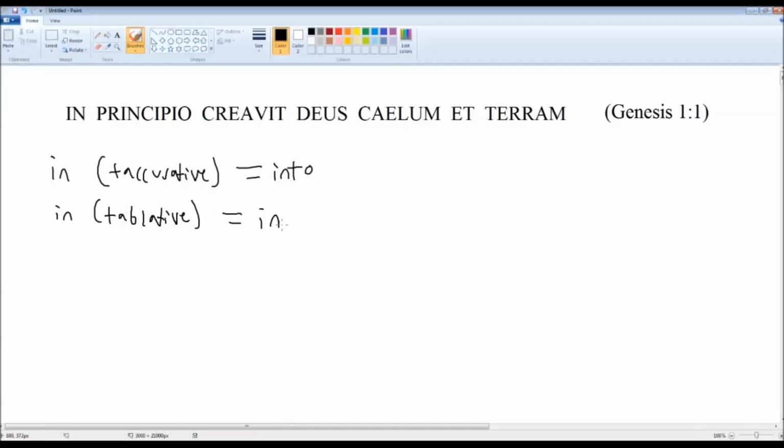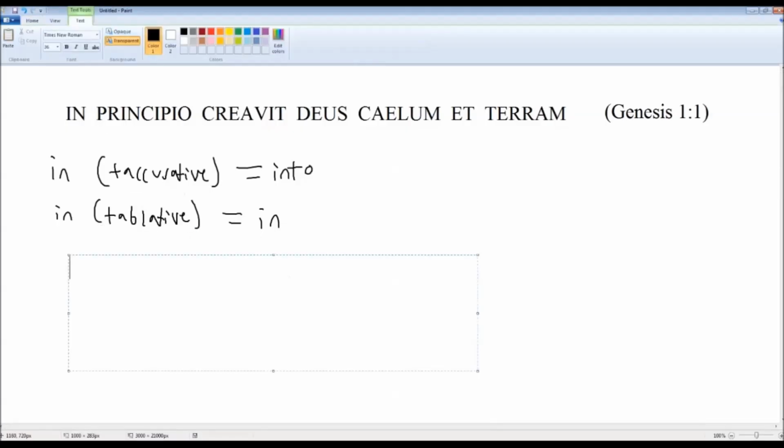And now it doesn't have to be a physical in. This has a whole huge range of meanings. For example, in the Hail Mary prayer, in means among. But for now, in is a fine translation. Okay, now we have to look at this word right here that comes after it. What case is this in? Is this in the accusative case or is it in the ablative case?